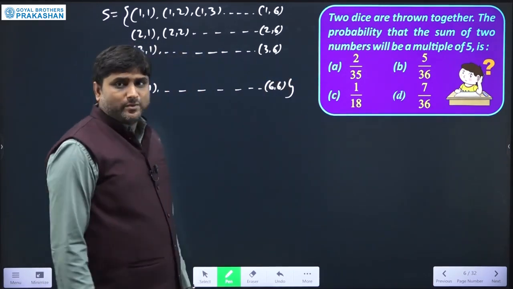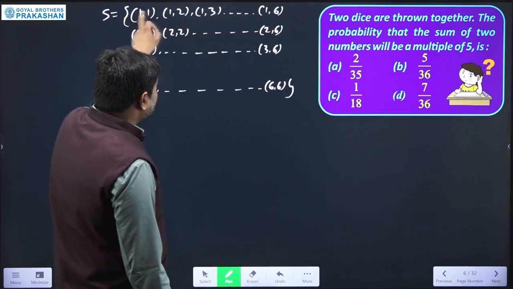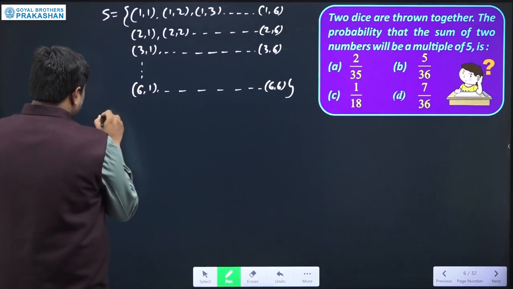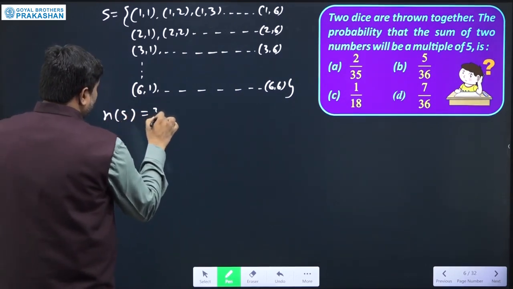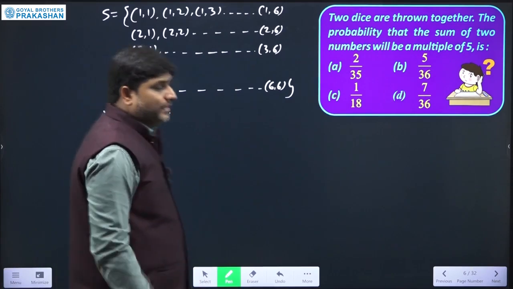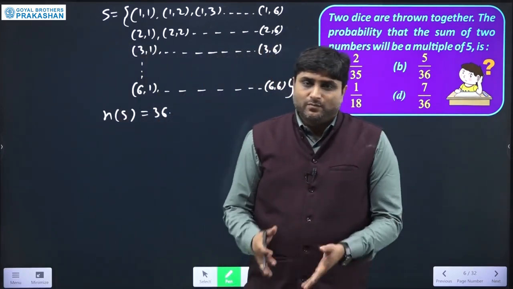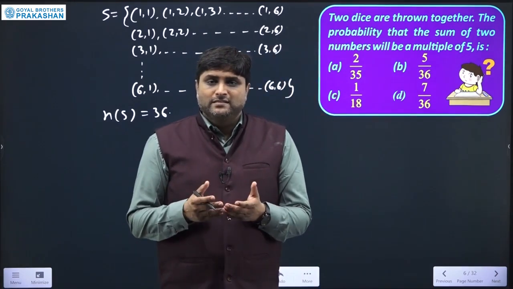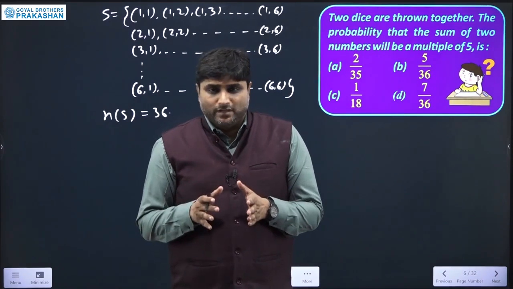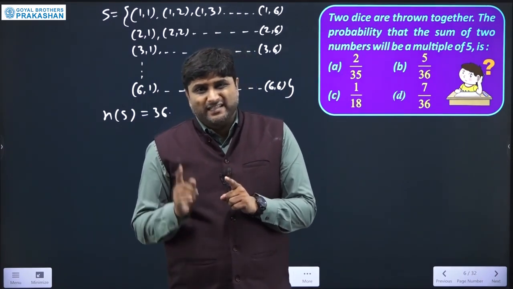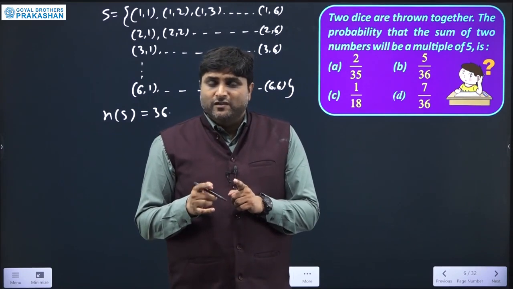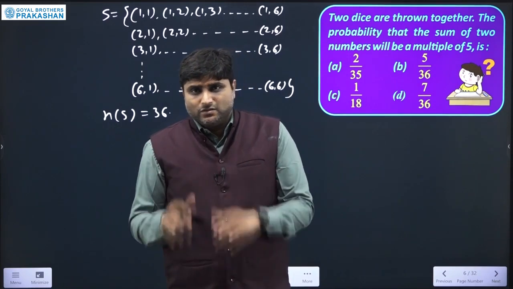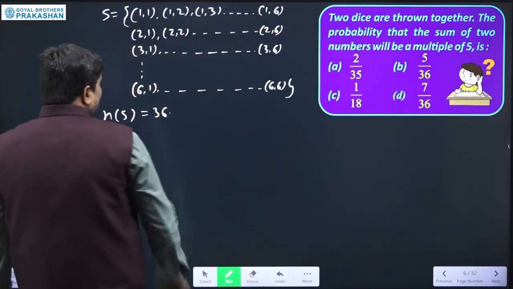So these are total possibilities. In each row we can see there are 6 possibilities and there are 6 such rows. Means in this set of sample space, there are total 36 elements. Means there are total 36 possibilities. So dear student, remember this thing. When we throw two dice, there are 36 total possible outcomes. When we throw one die, there are 6 possible outcomes, that is 6 to the power 1. When we throw two dice, there are 36 possible outcomes, that is 6 square, and so on. So we have n(S) is equal to 36.